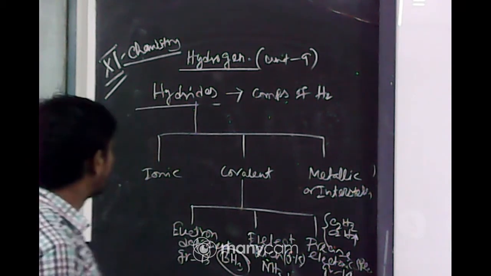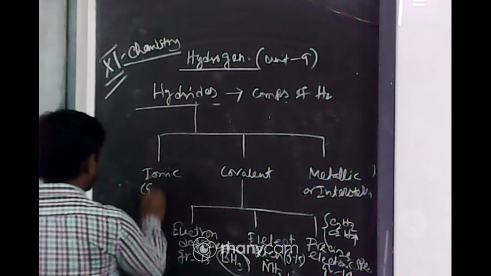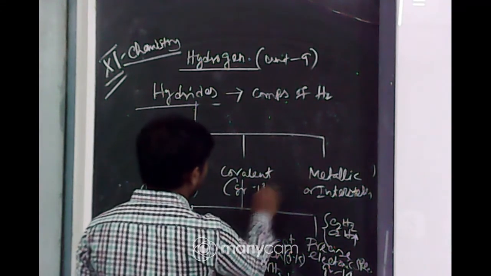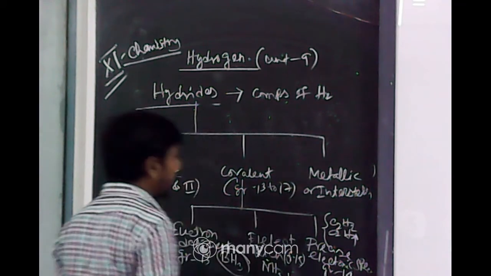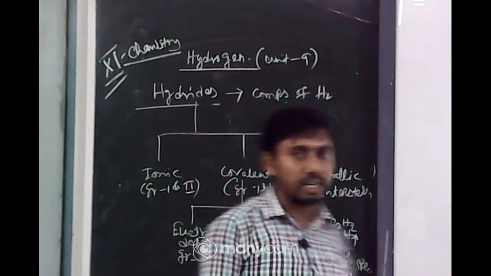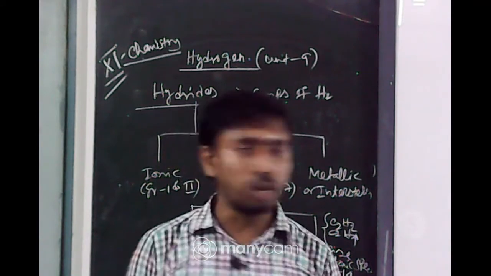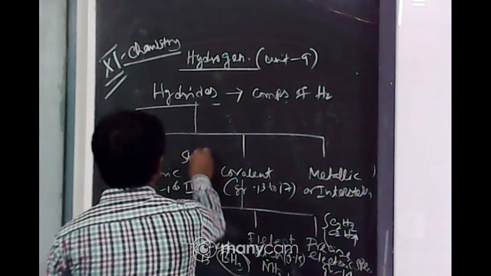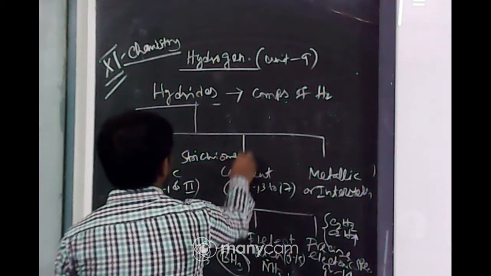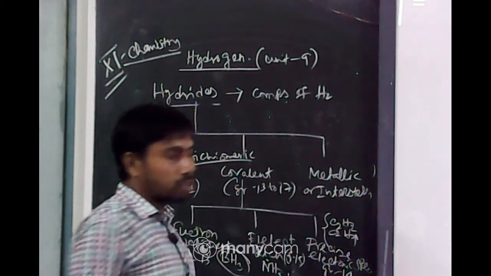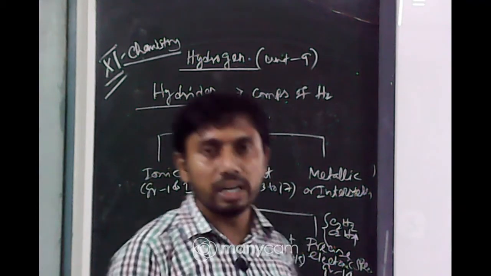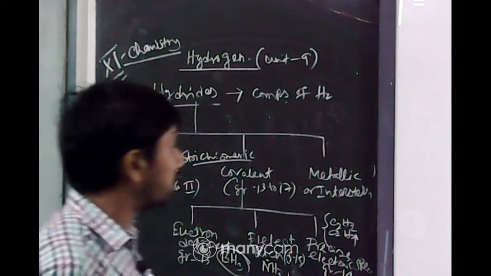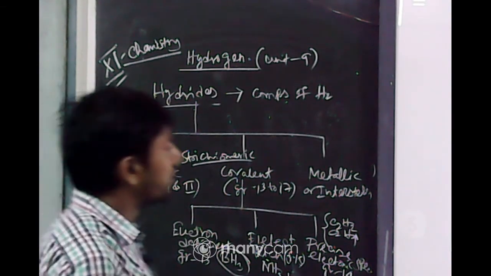So, ionic hydride is formed by group 1 and 2, covalent is from group 13 to 17. And metallic hydrides are interstitial hydrides, and they are non-stoichiometric, and these two, ionic and covalent hydrides, are stoichiometric. That means the atoms joined to make the compounds are full in number, not by fraction, and in non-stoichiometric it is by fraction.